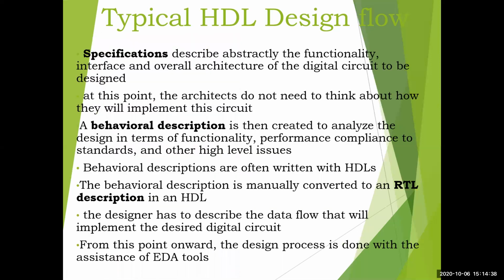First step was specifications, right? So it is describing abstractly the functionality, interface, and overall architecture of the digital circuit to be designed. Functionality in the sense what operations you are doing, interface, inputs and outputs, and the overall architecture. The big picture will be shown over here. At this point, the architects do not need to think about how they will implement this circuit. So they will not bother about how to implement this. Their task is to accept the specifications and write it.